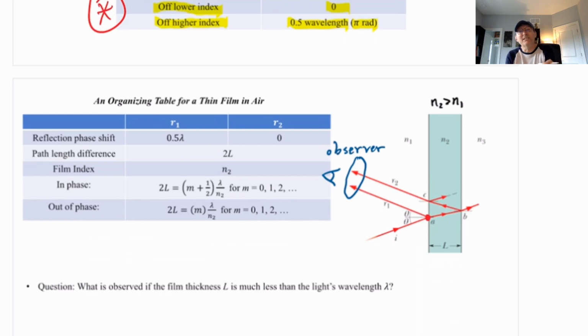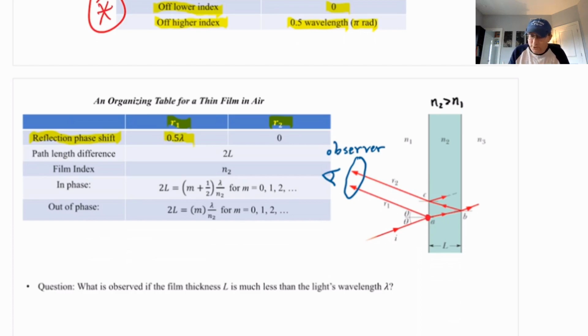So we're going to make an organizing table here. I think this is very helpful to help us figure out what kind of interference we're going to get where the observer is. And so one of the things we have to keep track of is if there's a reflection phase shift or not. And we have to do that for each of the two rays, R1 and R2. And since ray 1 reflects at point A off of material 2 with a larger index of refraction N2, we'll get a 0.5 wavelength reflection phase shift for ray R1.